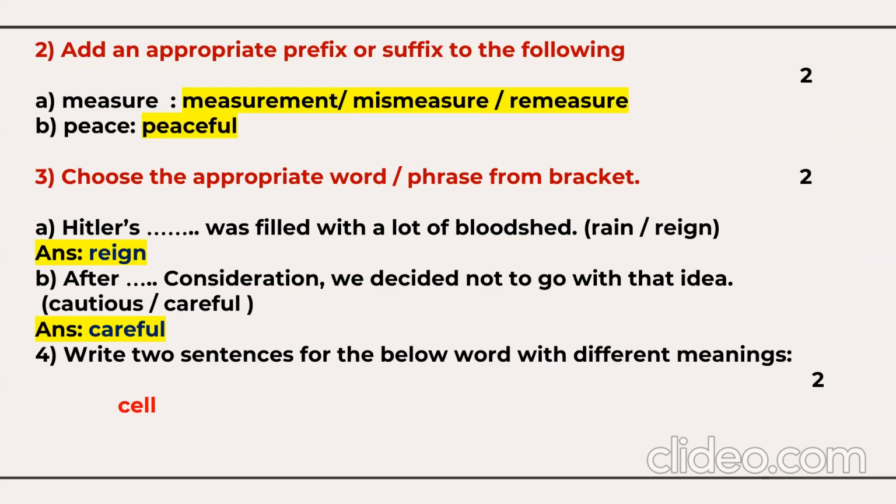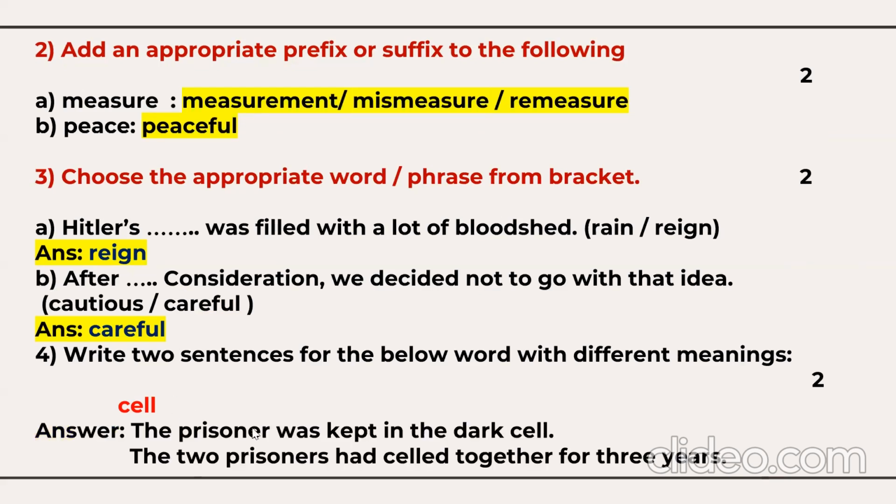That's for 2 marks. Next, you need to frame 2 sentences by using the following word with different meanings. The 2 sentences you need to frame here are where the word cell should give 2 different meanings. So let's see. The prisoner was kept in the dark cell. Here the cell is a noun. The 2 prisoners had celled together for 3 years. So here this is a verb. So, as a noun and as a verb.